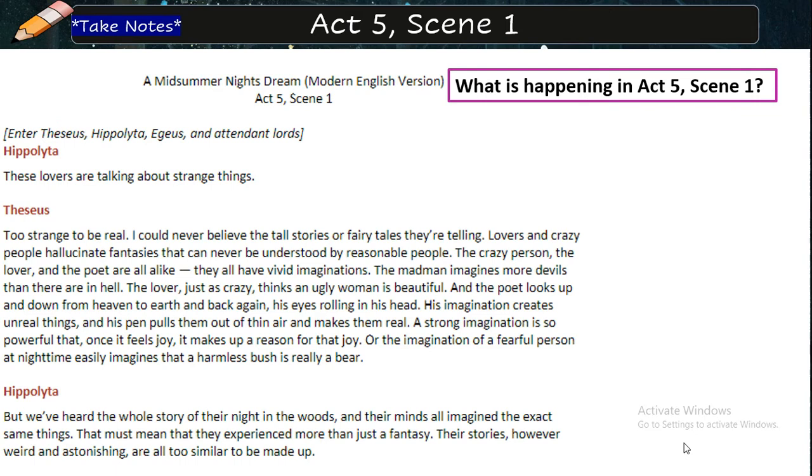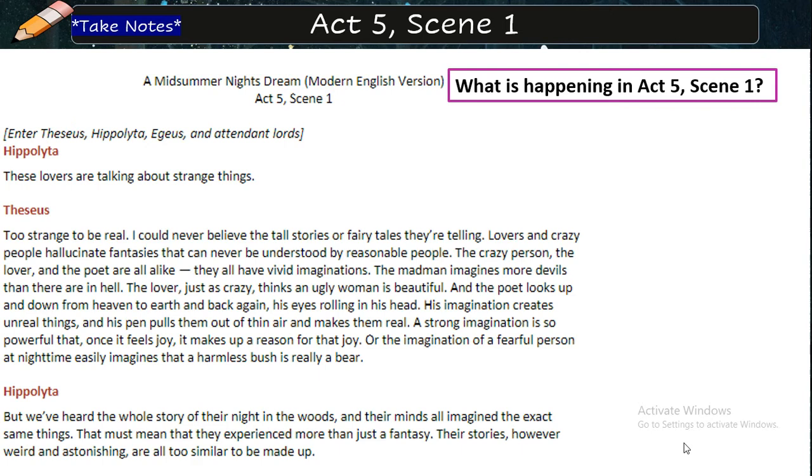Hippolyta. But we've heard the whole story of their night in the woods, and their minds all imagine the exact same things. That must mean that they experience more than just a fantasy. Their stories, however weird and astonishing, are all too similar to be made up.